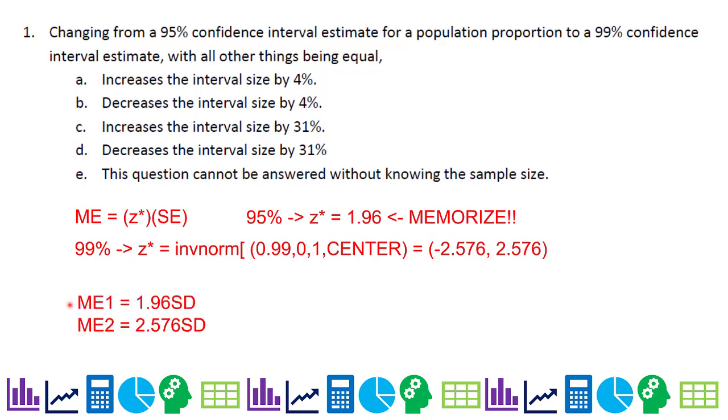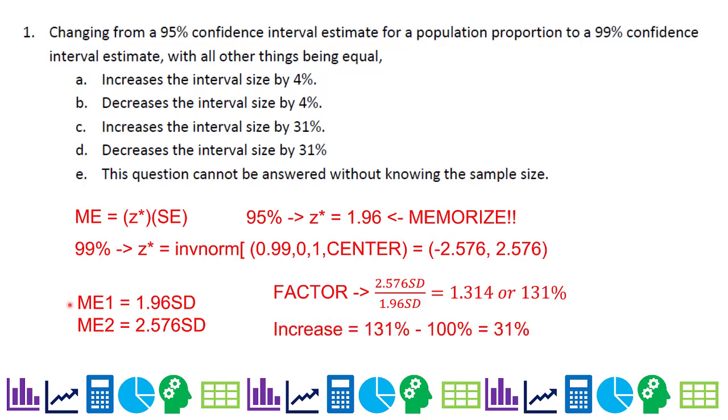So the margin of error for the first one is 1.96 times the standard deviation, or standard error really, and the margin of error for the second one is 2.576 times the standard deviation. So the factor, when I divide one by the other, with my new interval being 99% the one you put on top, you can see it is 1.314 or 131%. So the increase is 31%, so it increases the interval size by 31%.